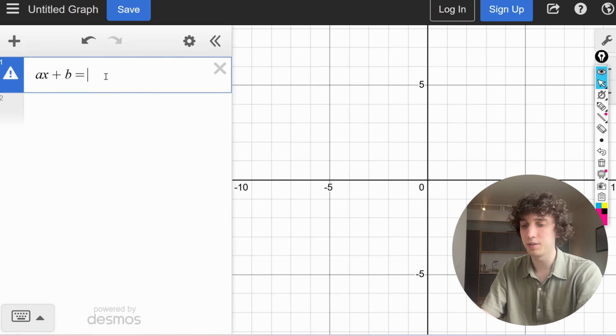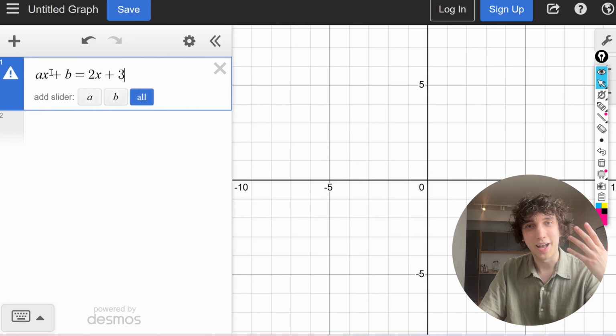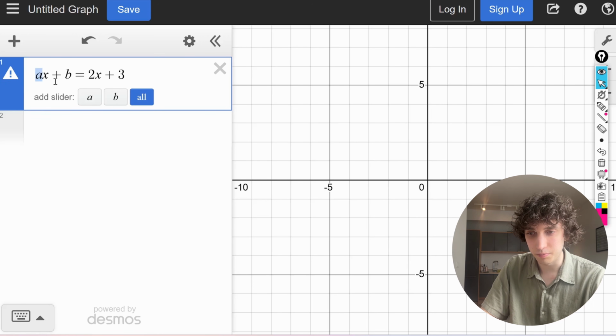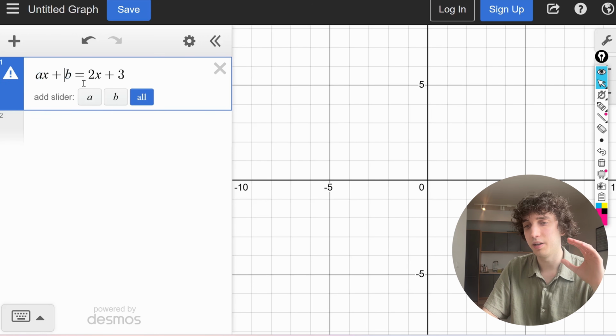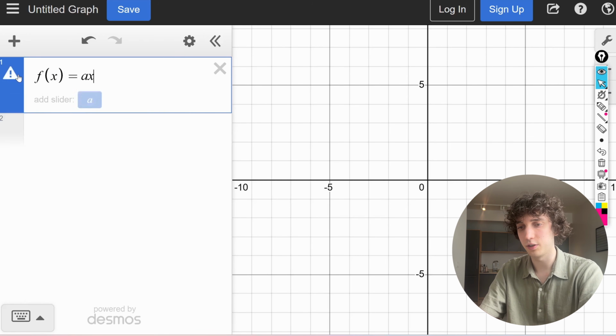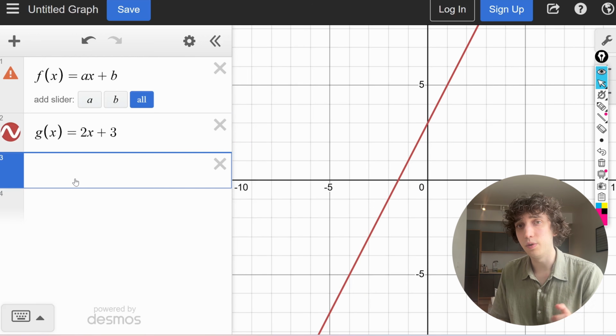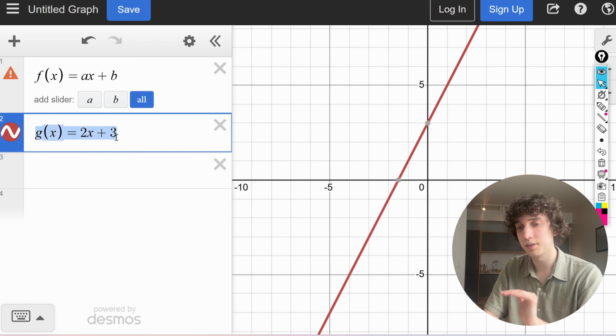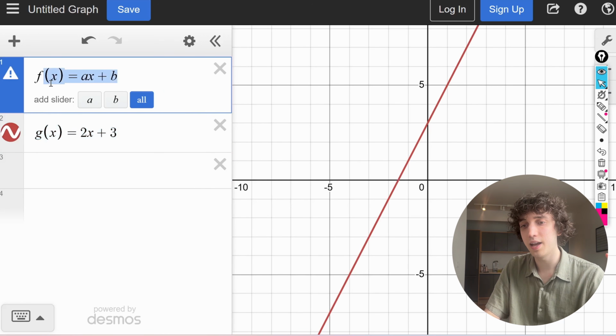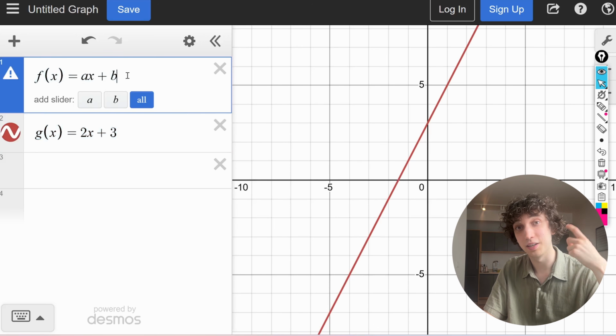So let's look at this for a much simpler example. Let's say we have ax plus b equals 2x plus 3. And I'm sure all of you can tell that a should be 2 and b should be 3, but let's have Desmos figure this out for us. So we can split this into two different functions, ax plus b and 2x plus 3. And now we want Desmos to come up with points on this line and fit a and b such that ax plus b connects those points.